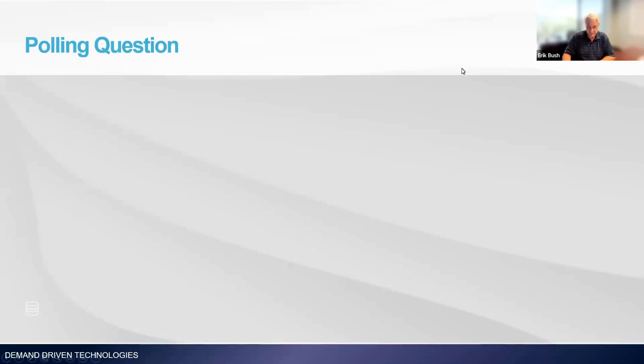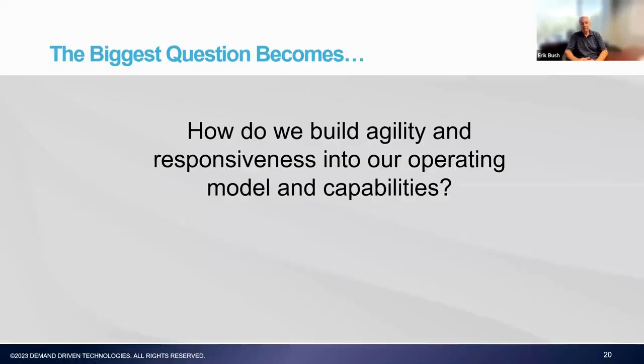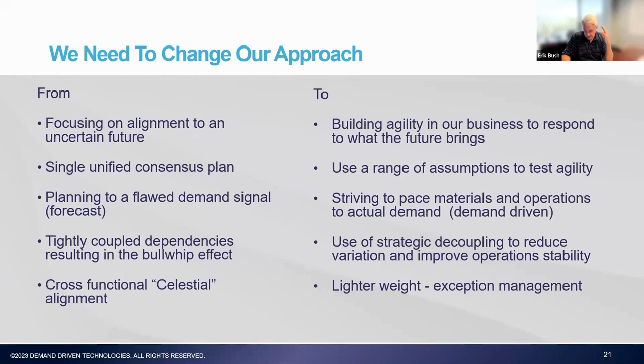That's very interesting comments. All right, so given that there's some dissatisfaction, given that most of us are trying to some extent operate this process, what can we do to build greater agility and responsiveness into our operating model and capabilities? How can we deploy a planning process that actually creates more of that resilience that we're looking for in our environment? And I think it really means changing the approach, right? From focusing on celestial alignment or everything tied to that forecast, to focusing on how do we create true agility in our business model to respond to whatever the future brings.